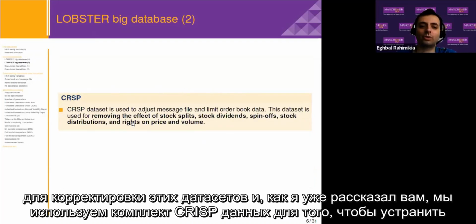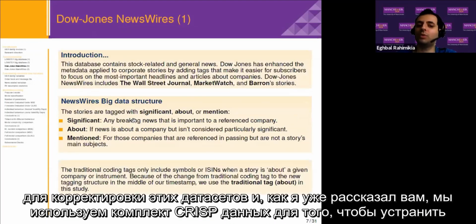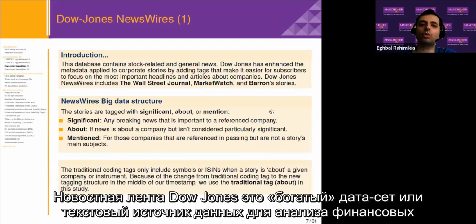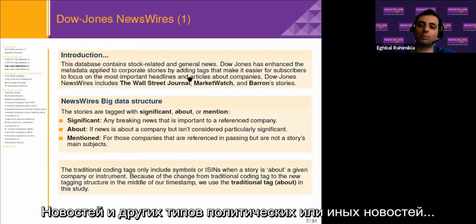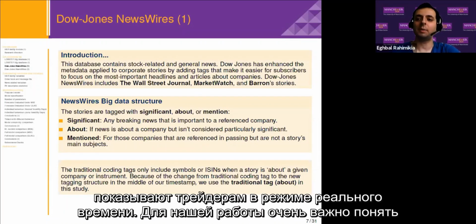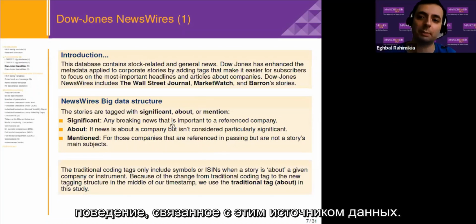And as I told you, we use the CRSP data set for removing the effect of stock splits, stock dividends, spin-offs, and other things. And the Dow Jones Newswires is a rich news or textual data source for financial news, and other types of news like political or weather, everything. But the main point is that this is the news that Bloomberg or other services are showing traders in real time.